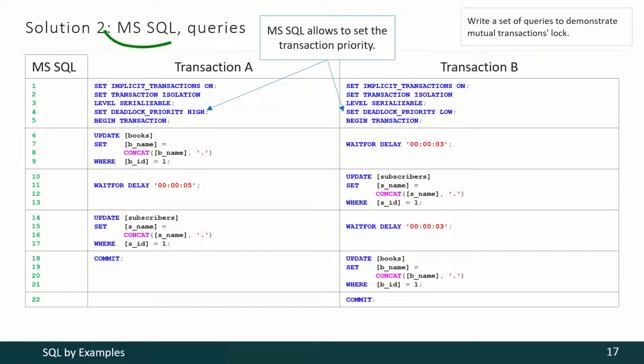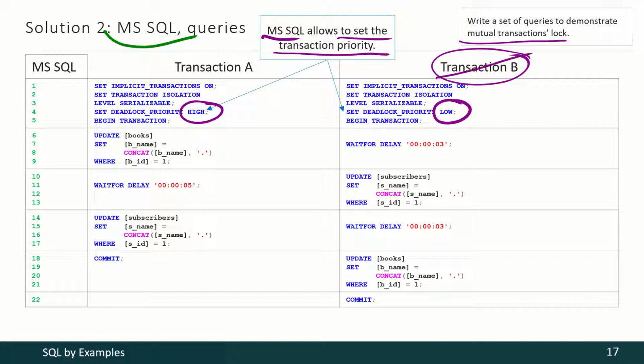With Microsoft SQL Server, the general idea is the same. The only difference is that in this DBMS we may set the transaction priority. For instance, here we set high priority, here we set low priority. And that means that in case of mutual transactions lock, this transaction will become the victim.